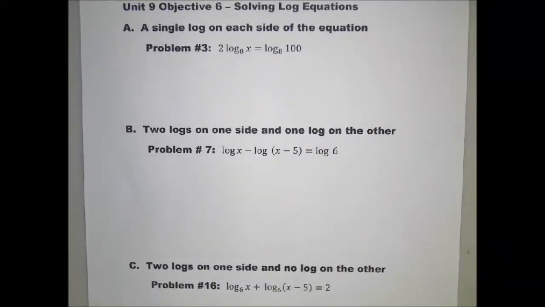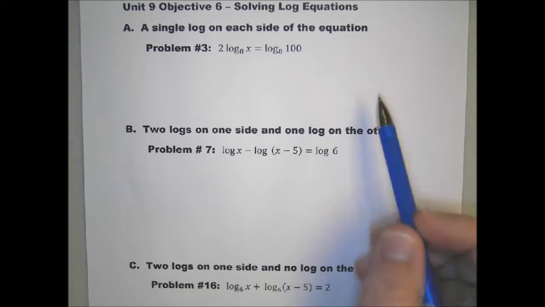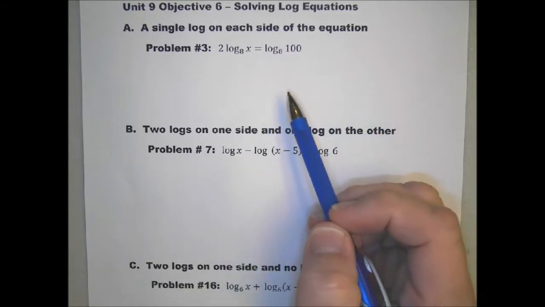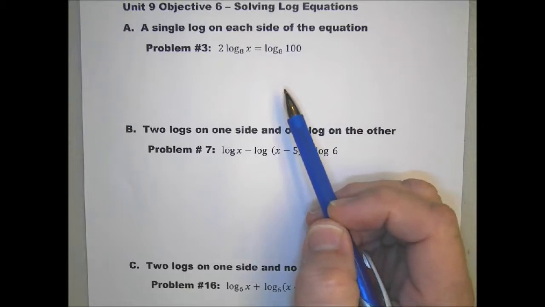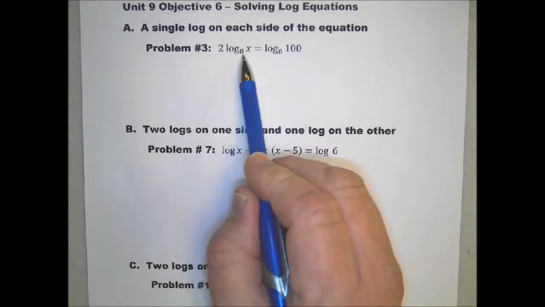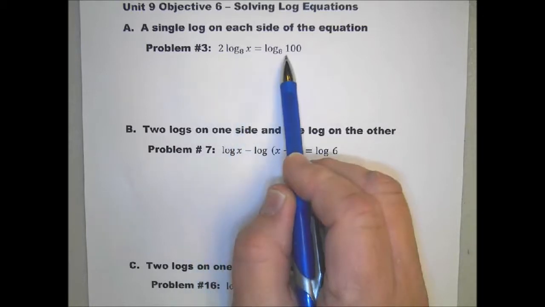For Unit 9, Objective 6, we're going to use the 3 laws of logs that we learned in Objective 5, but we're going to use them to help us solve log equations. Now, there's pretty much 3 types that you're going to see in this worksheet. You're going to see some problems where the left-hand side of the equation has a single log on it, and the right-hand side also has a single log on it.